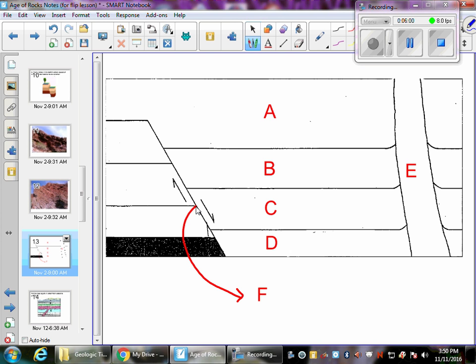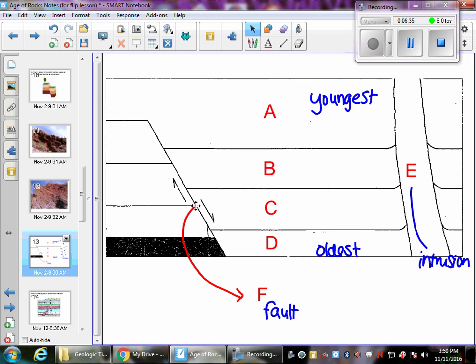What you should have is that the oldest rock layer is going to be on the bottom. So you would say that this part here, D, is going to be the oldest rock layer, and then A would be the youngest. E is our intrusion. It's cutting across the other layers, so we would label that as our intrusion. And then F would be our fault, showing that break in the crust. You'll often see it with a line with arrows on either side in a diagram that tells you that is a fault.